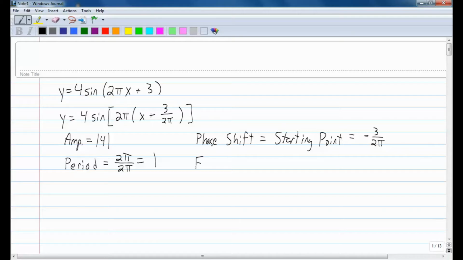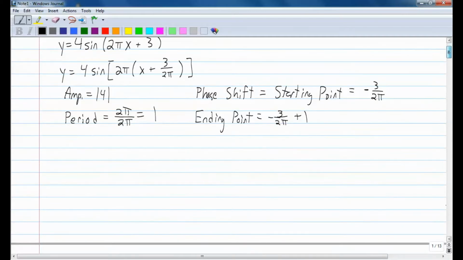My end point, I call it the ending point, that's going to be the phase shift plus the period. So the phase shift is negative 3 over 2 pi. The period is a positive 1. So you have to say plus 1. Now I'm going to write out all of my subintervals. After I do that, then I'll show you how you can use a calculator to get some decimal approximations to help you a little bit with your graph.